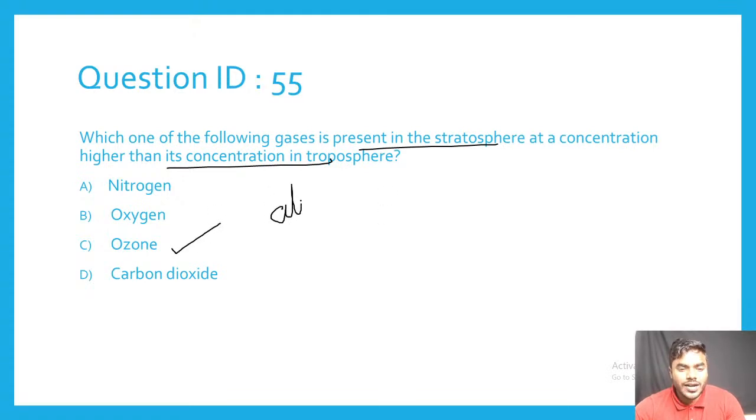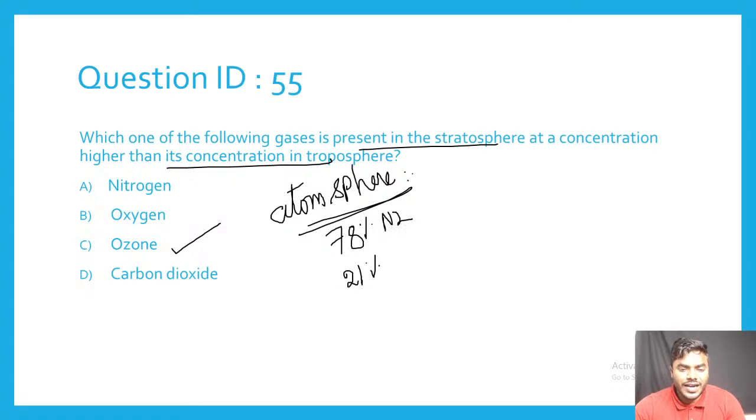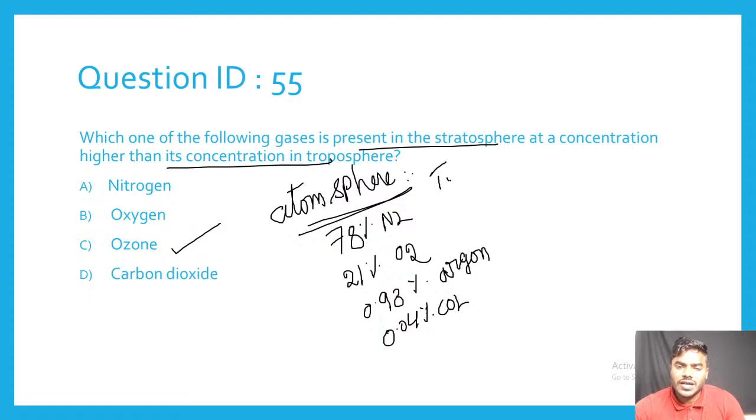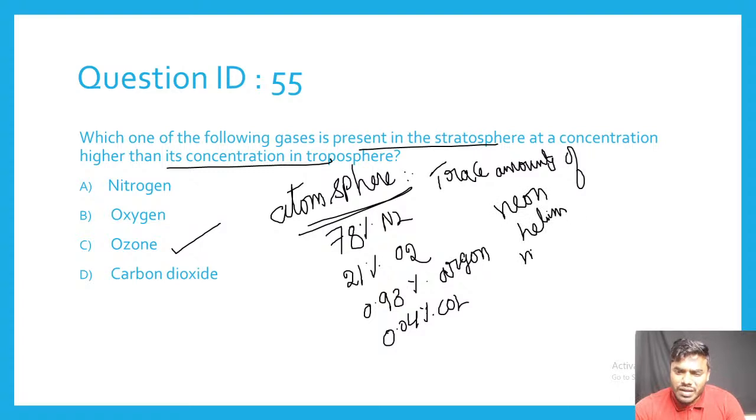You know now, friends, what the atmosphere contains? This kind of question is very common in our part B, so that's why I want you to remember all the composition. The atmosphere contains mostly 78% nitrogen, we all know very well, and 21% oxygen. It contains 0.93% argon, and 0.03% carbon dioxide. And some very trace amounts of neon, helium, methane, krypton are present. These are all present in very trace amounts.